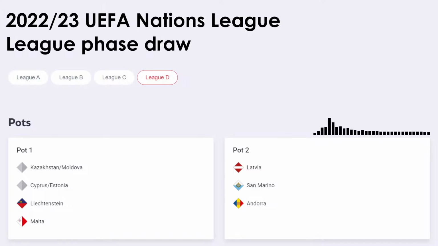Portugal fans, Italy fans, all fans have to wait, because starting from League D, they will come to League C and then League B. After that, there should be a draw of League A. So we have to wait for some time.